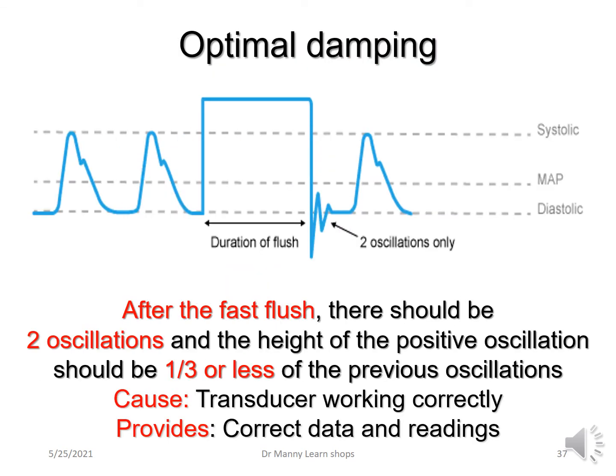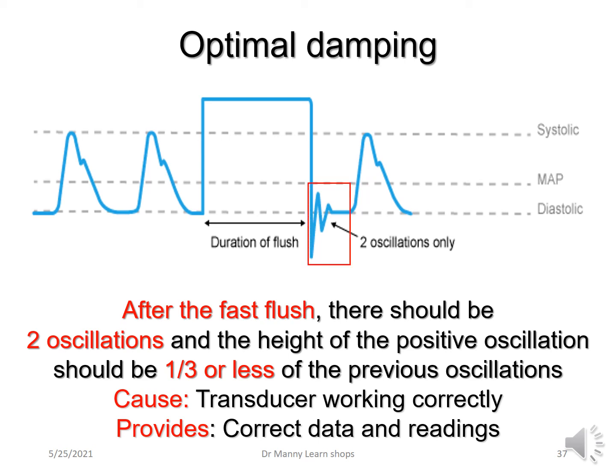If you've got optimal damping, which means the best that you can possibly get, then after the fast flush, there should be only 2 oscillations when you release it. And the height of the positive oscillation should be 1/3 or less of the previous oscillations. So it indicates that your transducer is working correctly, and therefore it will provide you with correct data and readings for your arterial pressure waveform.